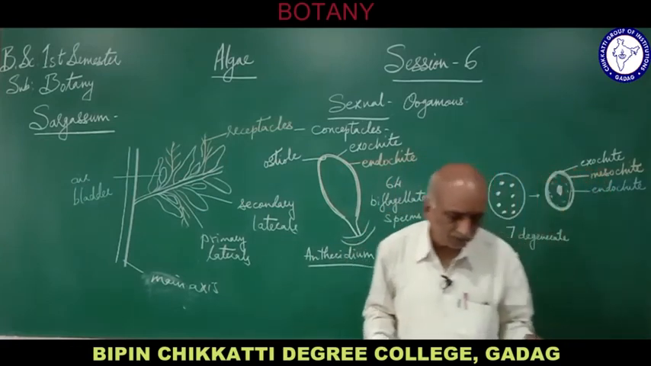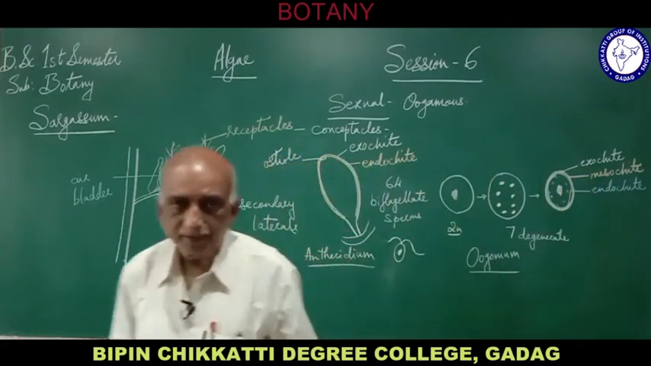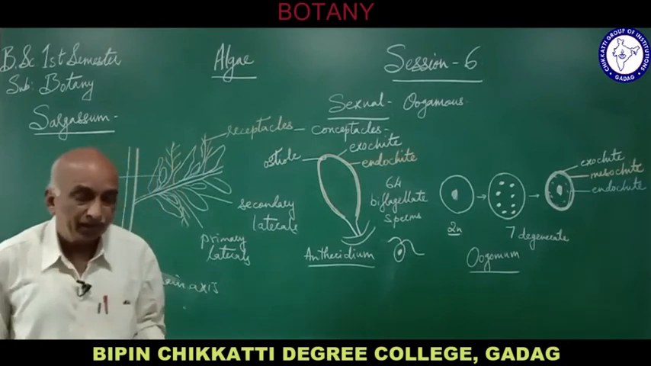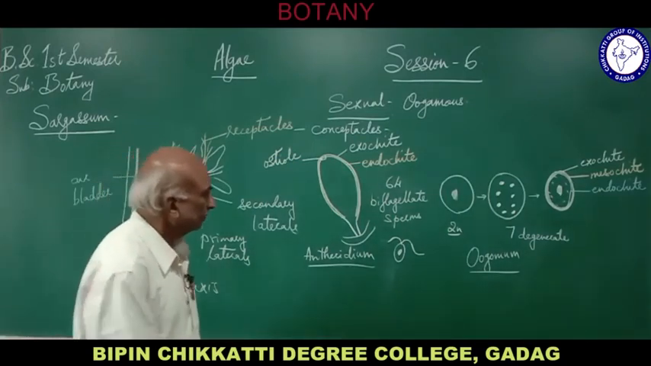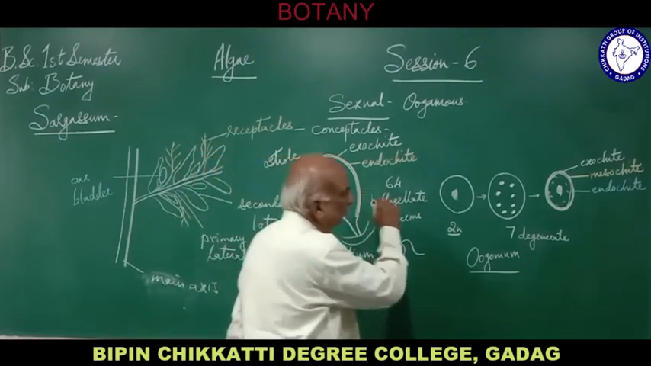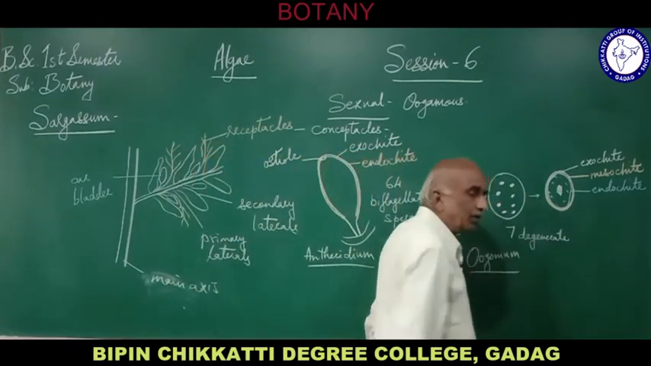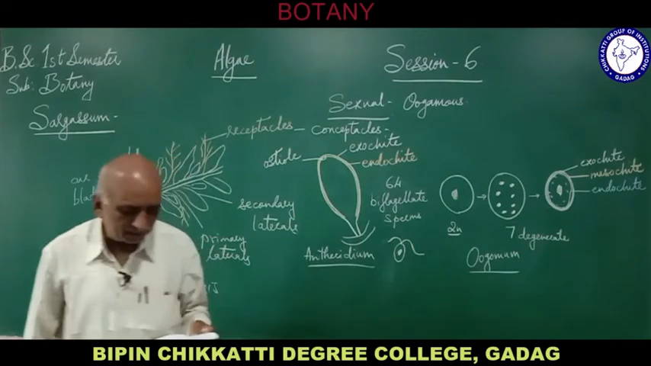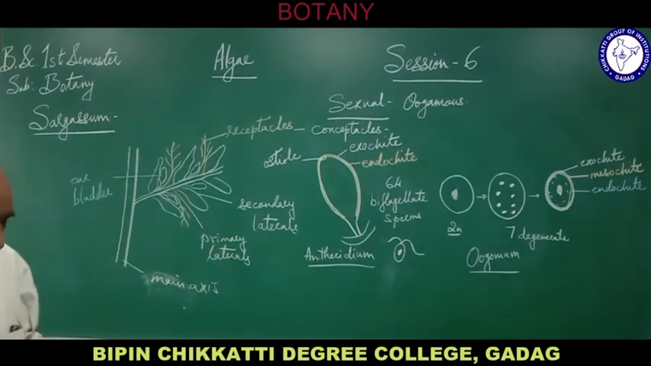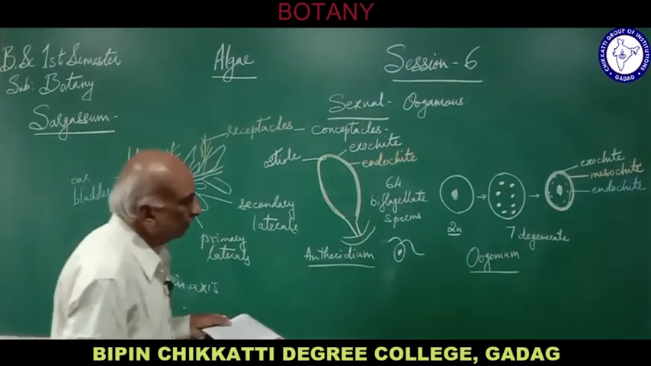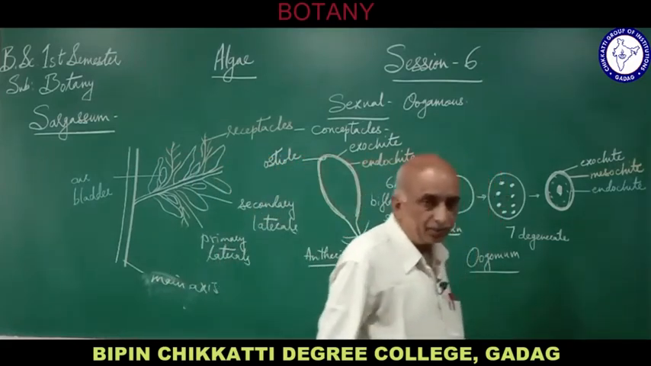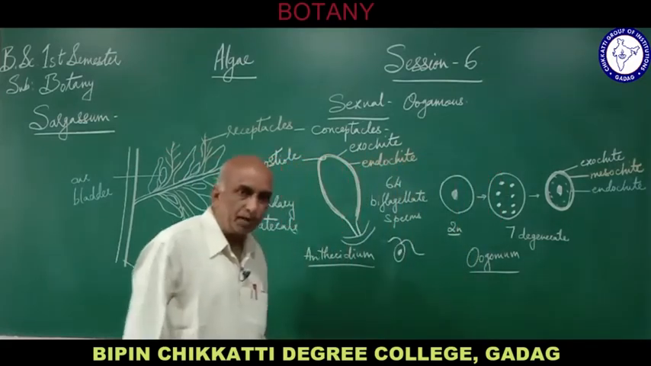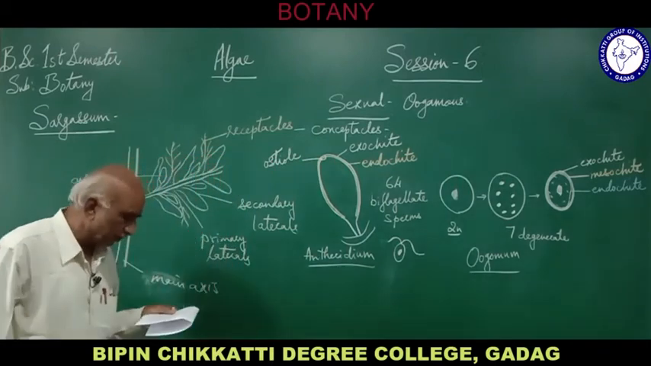So when the oogonium is completely developed or at maturity, you will find the wall of the oogonium is somewhat thick. Here only 2 layers are there. When we compare it to the oogonium, the wall is very thick because of the presence of 3 layers: the outer exocyte, the middle mesocyte, the inner endocyte layer. That is how the oogonium is well protected with the thick wall.